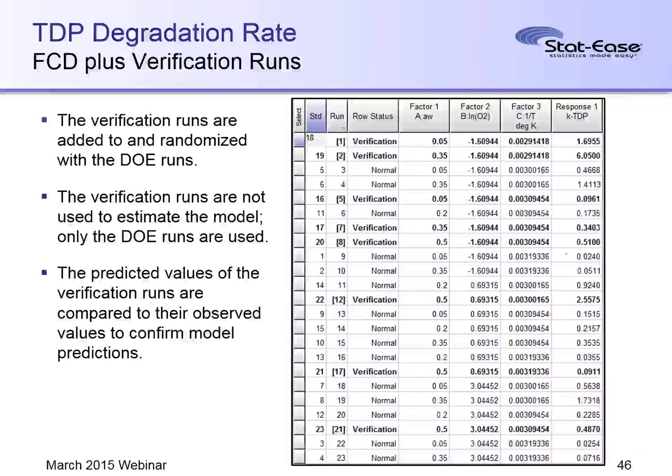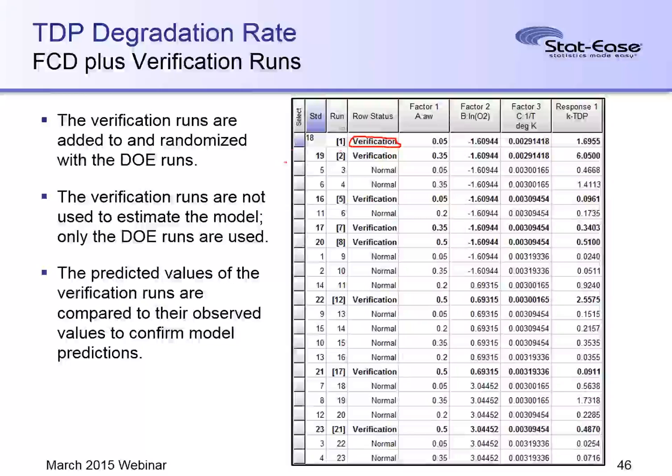So, what I'm going to do is I'm going to add these verification runs. Before I do the data analysis, I'm going to add them to my design layout. Design Expert 9 has this nice feature where I can flag points as verification points. This means that the runs will not be used to build the model. They will be set aside, and later you can use these points when you do model confirmation. And notice that we do completely randomize. We do mix in the verification runs within the normal runs, within the DOE runs.